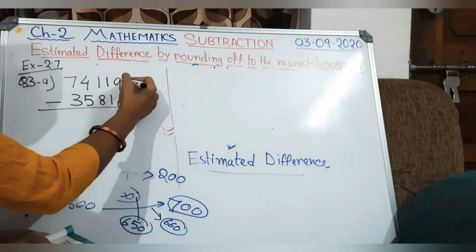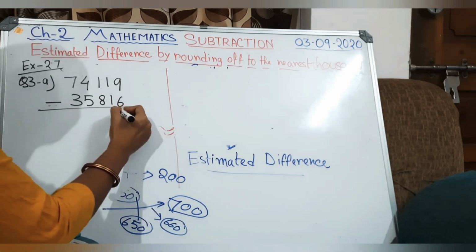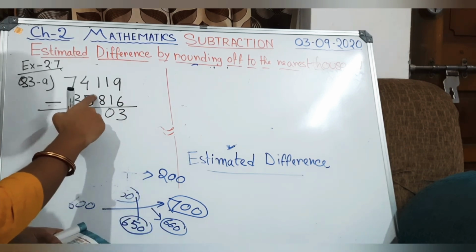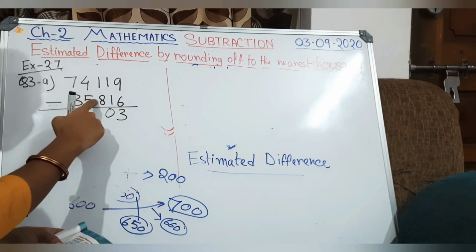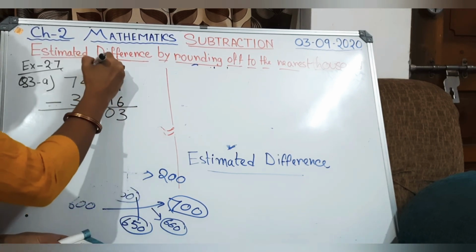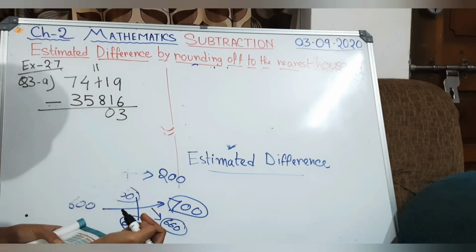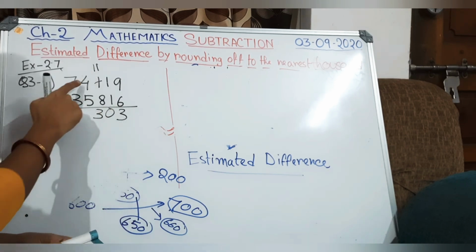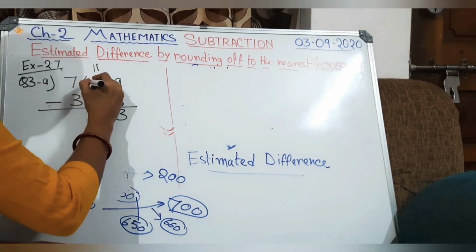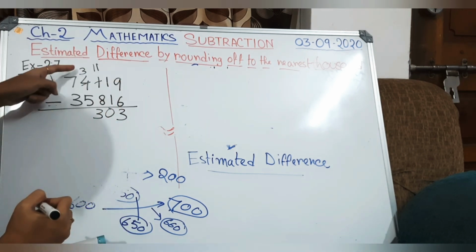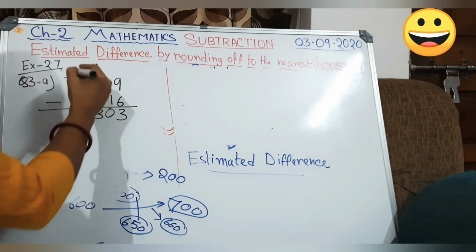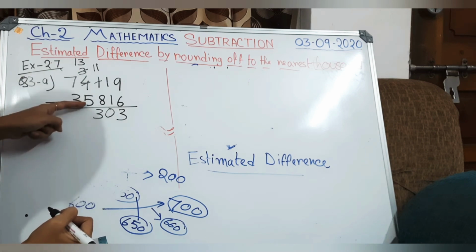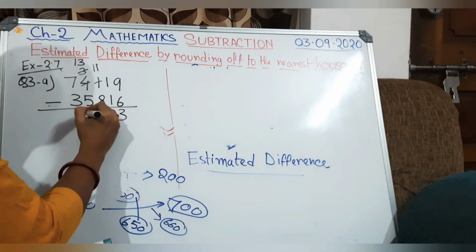Simple subtraction only. From 9 you need to subtract 6. So 3 will come. This is the same digit, so 0 will come. From here, from 1 you need to subtract 8. Means you need to make it 11. From 11 you just subtract 8. What will come? 3 will come. From where have you borrowed this one? From this previous 4. So cut the 4 and write down 3. Now you can see 3 is also smaller than 5. So cut the 3 and make it 13. Now from the 13 you need to subtract this 5. So what will come? 8.